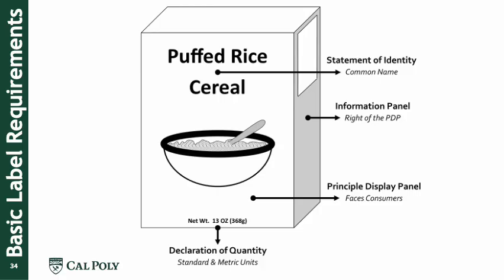So this is just a graphic of how we can start identifying the basic packaging elements. So we have the principal display panel of this rectangular shaped box. And we have the statement of identity, or the common name, which in this case is the puffed rice syrup. Then we have the declaration of quantity, and we have the net weight, and it says 13 ounces or 368 grams in parentheses. Then to the right, we have the information panel, which is to the right of the PDP. Normally, this panel will have the nutritional facts, ingredients, allergens, and so on.